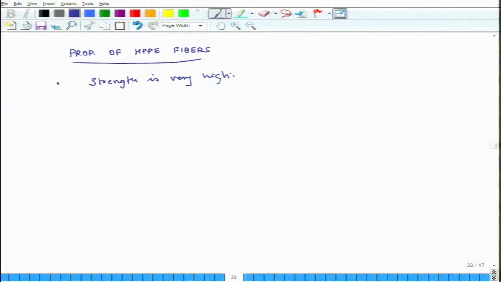And what do we mean by high? It could be anywhere from 2 to 3.6 GPa, gigapascals. They are stronger than regular steel. So, these are made of plastics, but they are stronger than steel. Some of the best steel may break at about 1 GPa, but these are stronger than steel fiber.